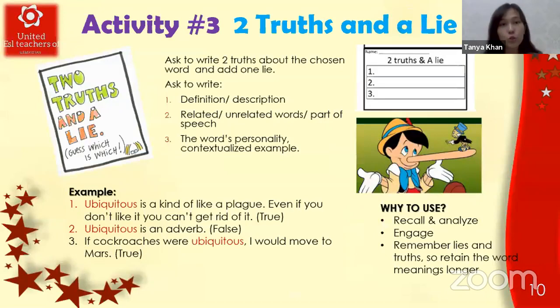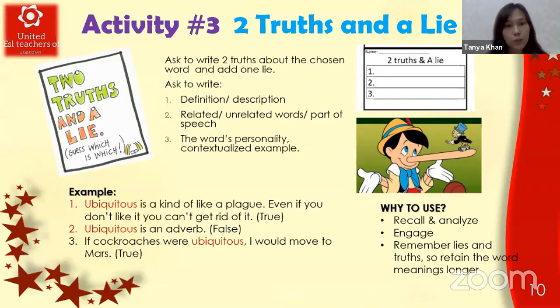So this is called Two Truths and a Lie. Students love this a lot, actually. It might seem a little bit simple as it sounds, but it is very, very useful. What you need to do here is just take some cards or a piece of paper and ask your students to write 3 sentences about the word that they are provided.